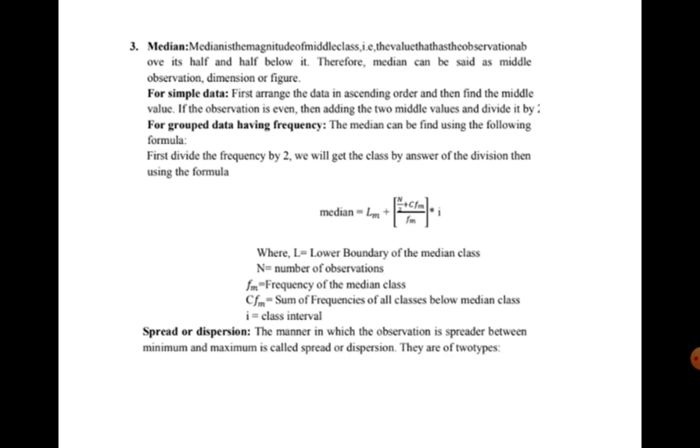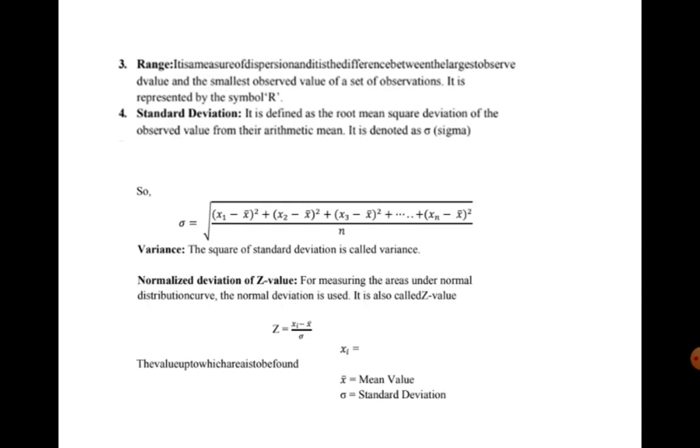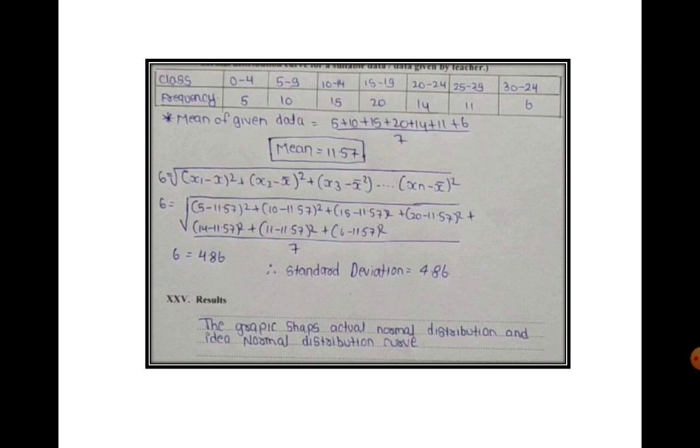The last is the median. The median is utilized for simple data, and it is used to calculate the sum of the frequency of the classes below the median class, that is, the middle value. So the median we can also call the middle observation. Now, based on these various ranges and deviations in terms of sigma, we will look at the implementation directly.